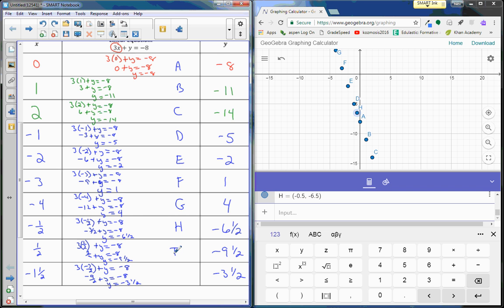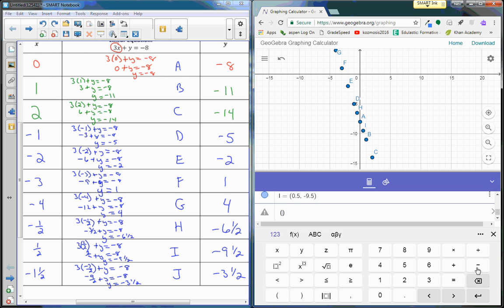So now we're going to do I, and it's 1/2 comma negative 9.5. So I'm going to do the input as 1/2 comma negative 9 and 1/2. And that fell between A and B. A is 0, B is 1, 1/2 is between 0 and 1. Negative 1 and 1/2 will be J. And negative 1.5 is between negative 1 and negative 2. So my answer should be between negative 5 and negative 2. So keep that in mind.